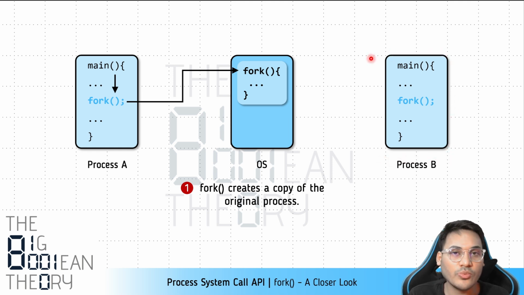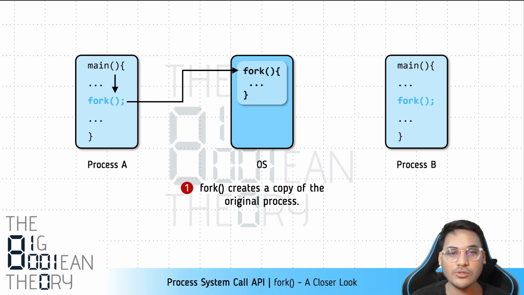And how does it make a new process? It makes the new process by copying the original process, right? Process B is a copy of process A. Everything is copied from process A in order to create process B. So this is how the fork creates a new process, by duplicating the process which invokes the system call, right?